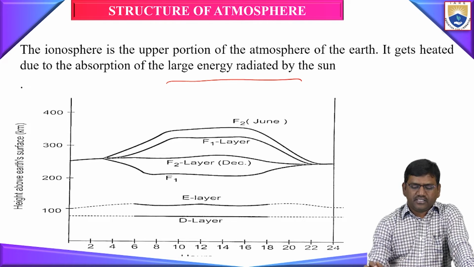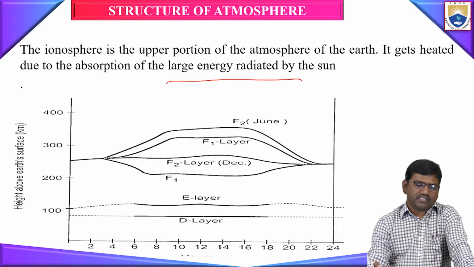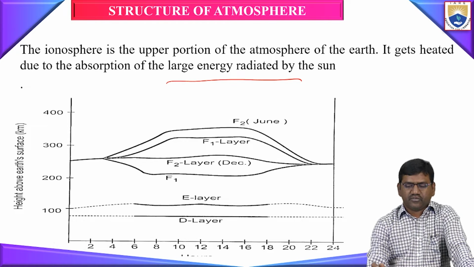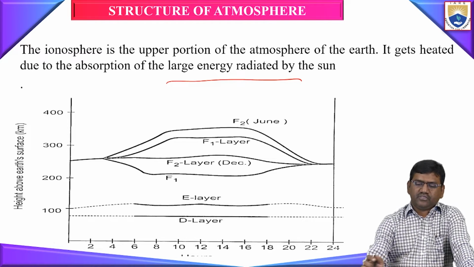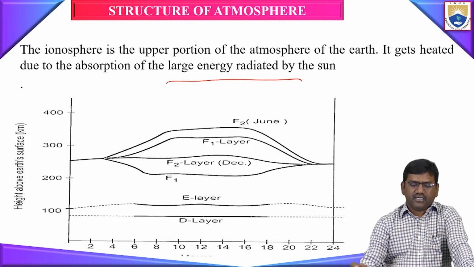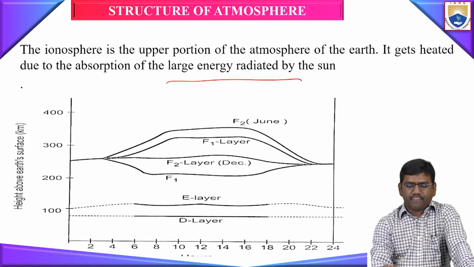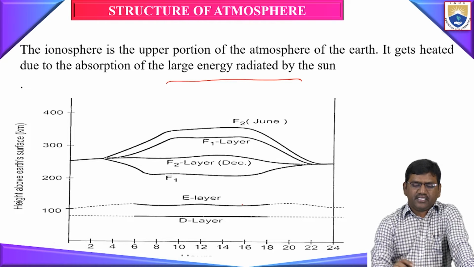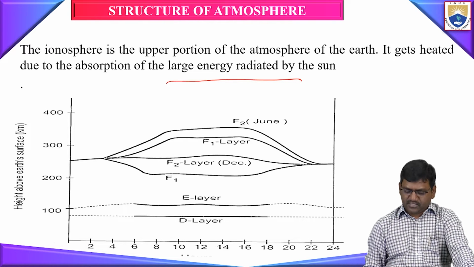Here you can see the height above the earth's surface: 100, 200, 300, 400 kilometers. In the month of June, the F2 layer and F1 layer exist. In the month of December, the F2 layer range is 250 kilometers, and the D and E layer range is up to 100 kilometers.